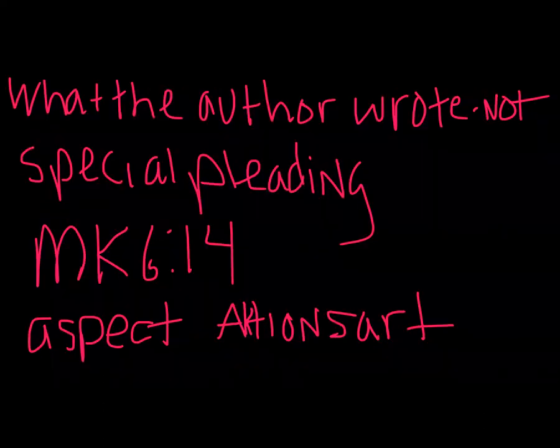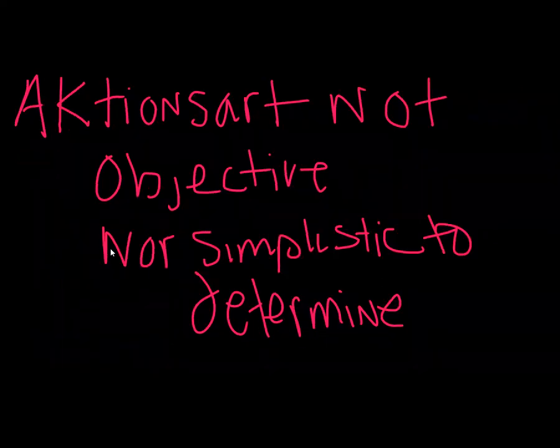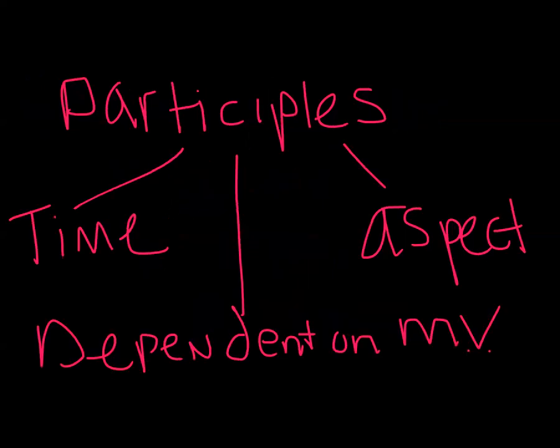That's theological. So we need to look at what the authors wrote, not what they could have written. He said this is an example of special pleading, which is a fallacy, because he doesn't treat it the same way in Mark 6:14. And then Niemela also brings up that what people a lot of times call aspect is really Aktionsart. And Wallace has even said Aktionsart is not objective nor simplistic to determine. It's not easy to determine what it is.